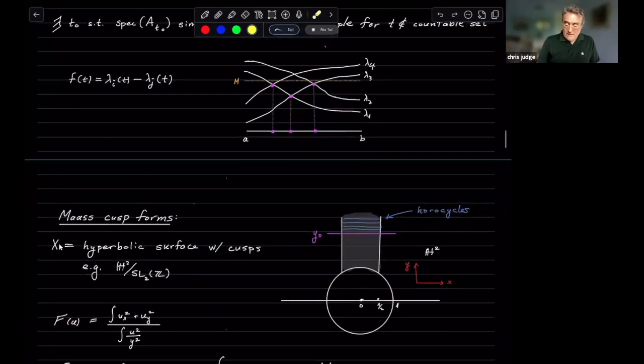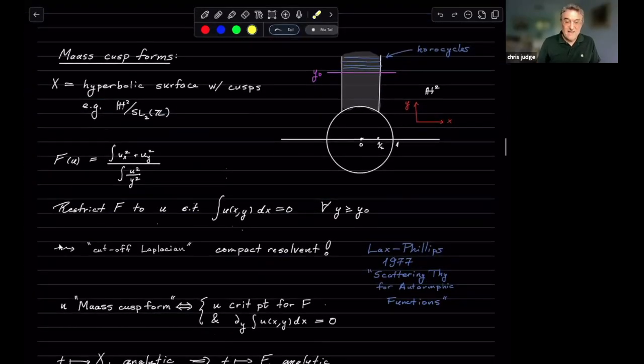Okay. And then the other example is a little bit more intense, which is about Maass cusp forms. So here, X is a hyperbolic surface with cusps. And the typical example of this is to take the hyperbolic plane and mod out by SL2Z, which is what I pictured on the right here. The gray region is the usual fundamental domain for H2 mod SL2Z. This is the interesting example, but there are other examples.